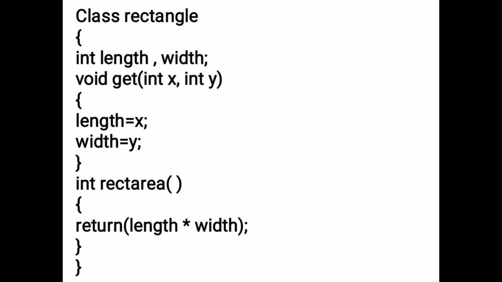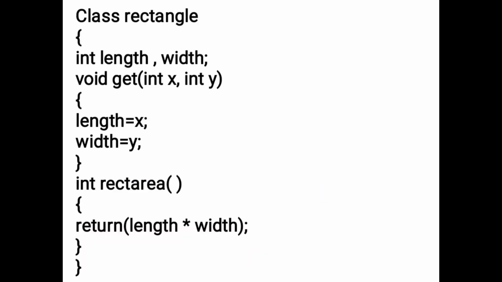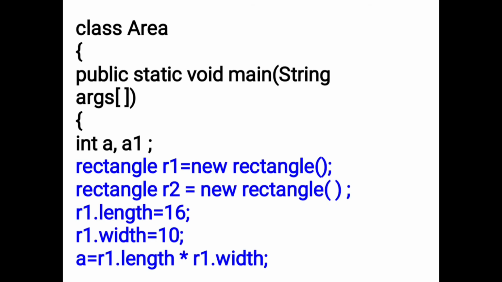And another method, here I am declaring int rect area, and in this method I am calculating the area of the rectangle. So return length into width. So I am creating another class, because this class cannot be executed as there is no main method present. So I am creating another class, the class name is Area, and here declaring the main method, that is public static void main String args.